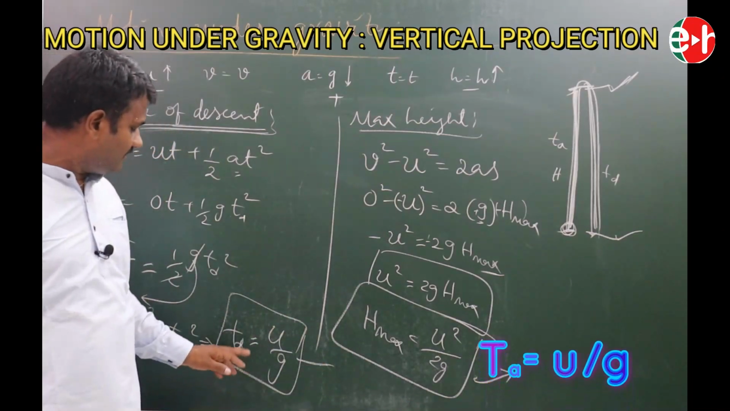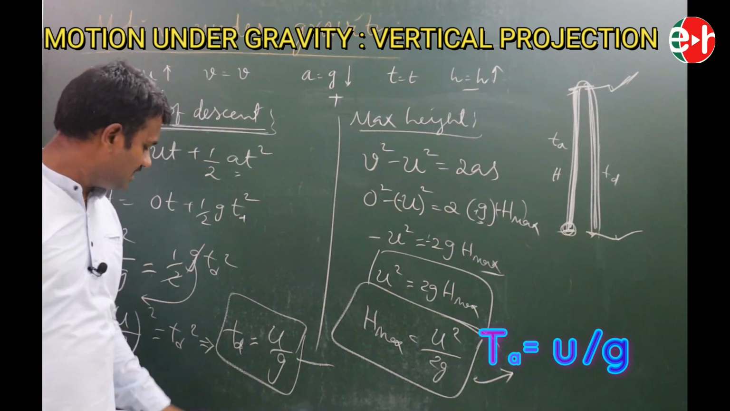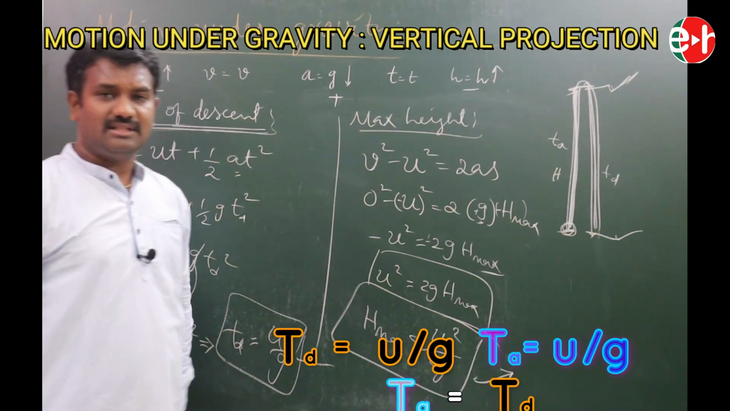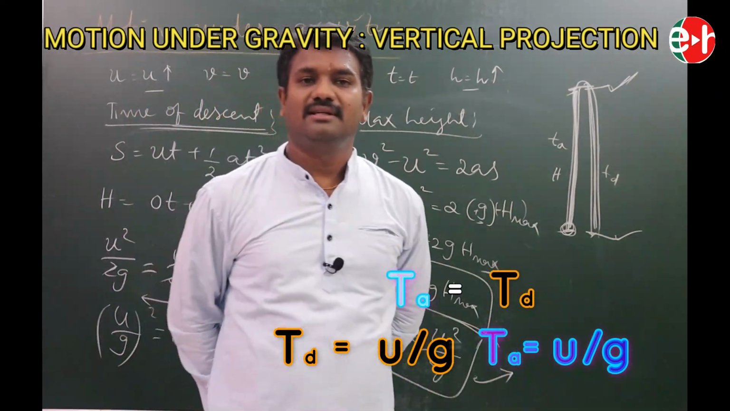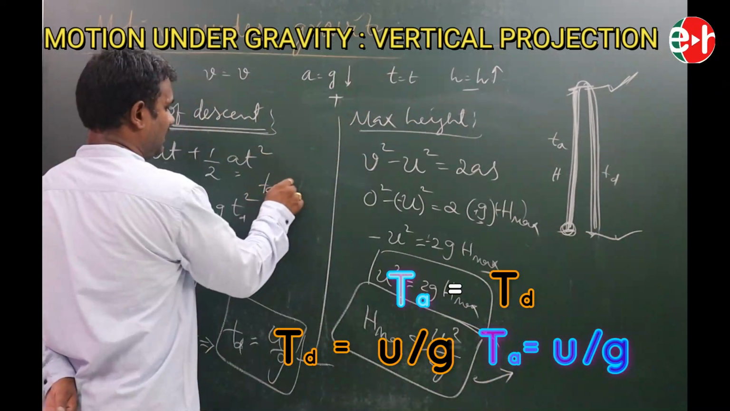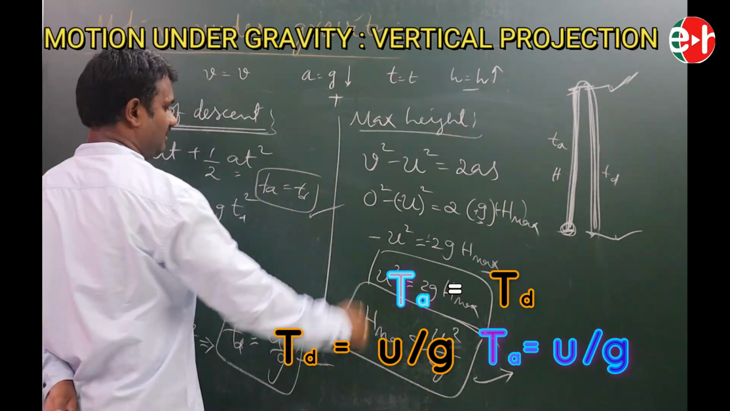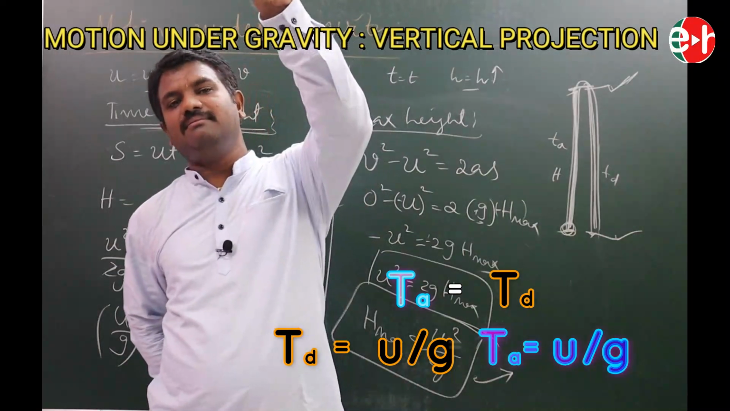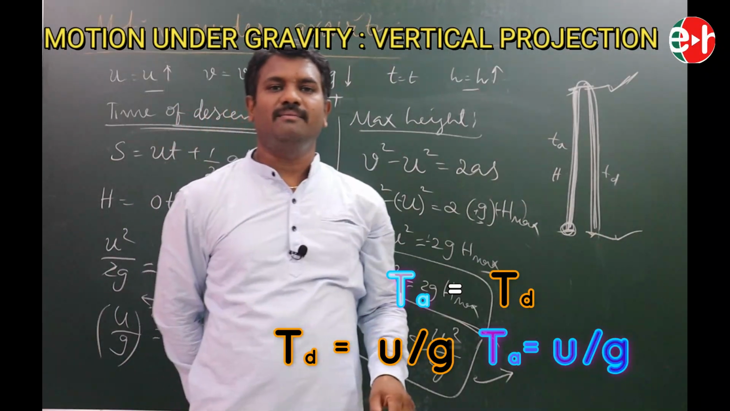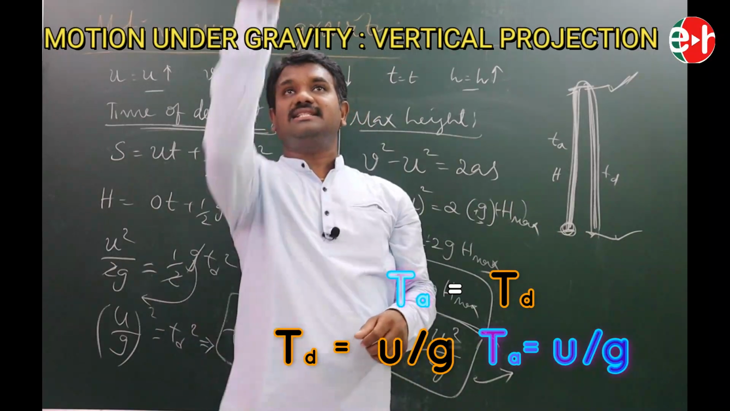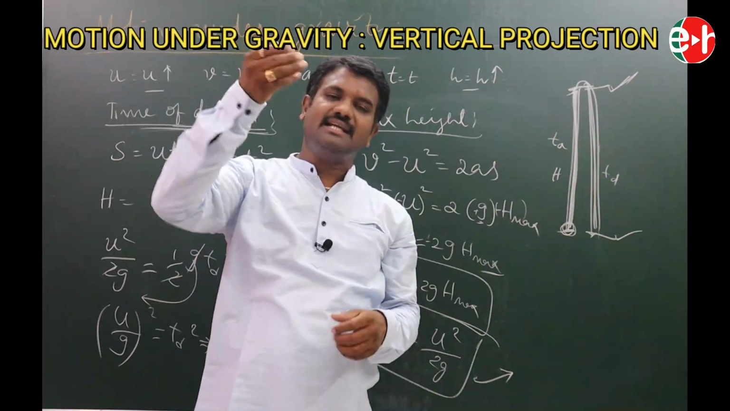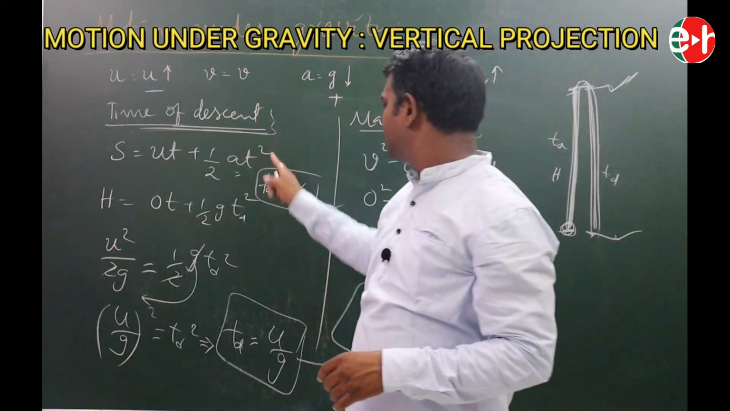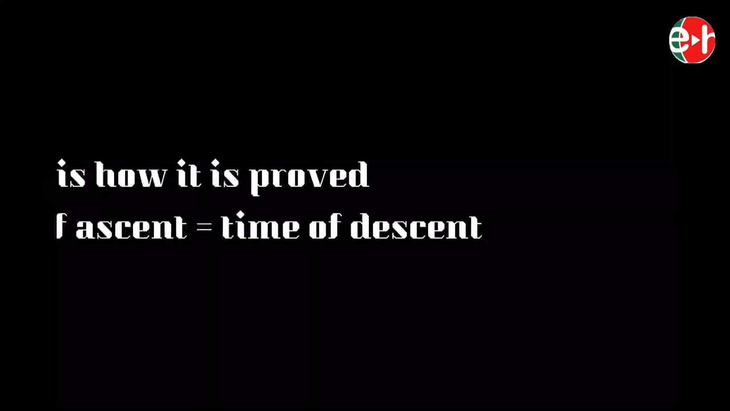Earlier we found the formula for time of ascent. We got u/g. Now again we got the formula for time of descent, that is also u/g. What does it mean? It means the time of ascent and the time of descent are both equal. The time at which it reaches the maximum height, in the same time it can reach the bottom also. If an object takes 10 seconds to reach the maximum height, it takes 10 seconds to reach my position also. So this is the relation between time of ascent and time of descent.